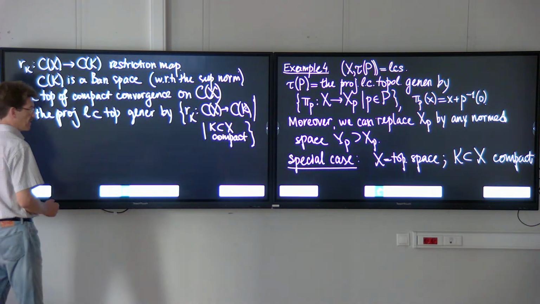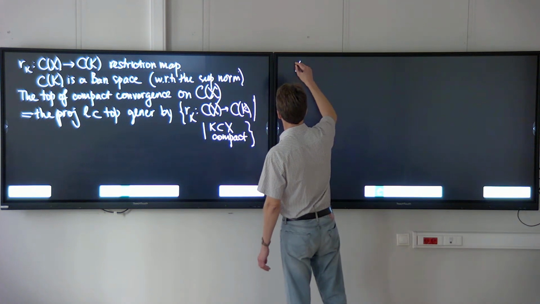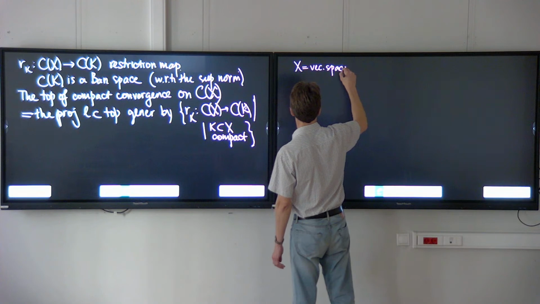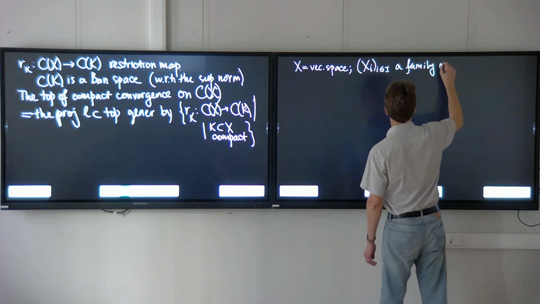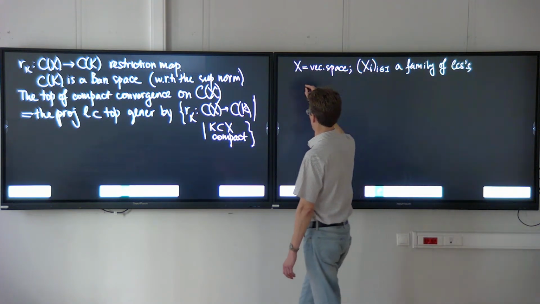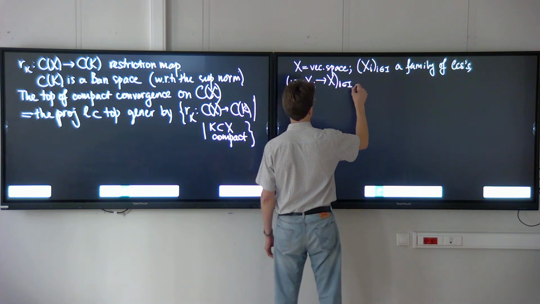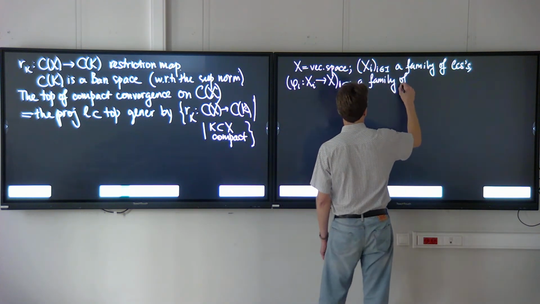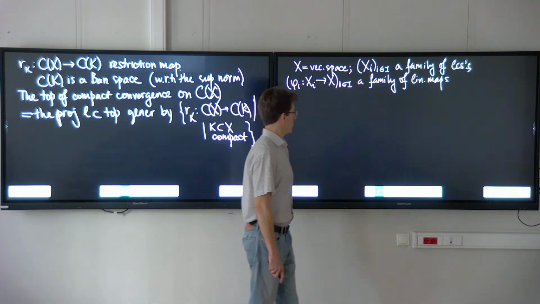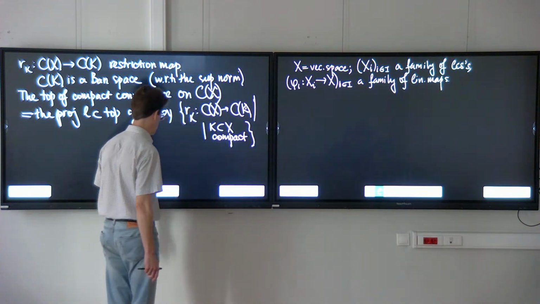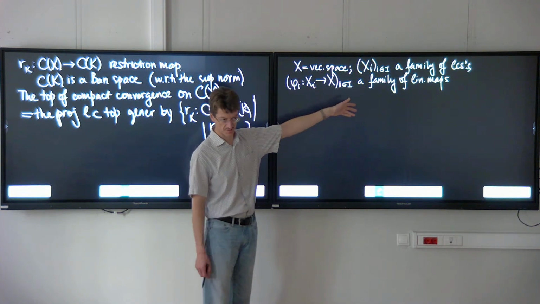Let's now look at inductive locally convex topologies. We start with a vector space X, a family of locally convex spaces X_i, and a family of linear maps phi_i from X_i to X. So we want to topologize X. When we discussed projective locally convex topologies, the initial data was different. We had a family of maps from X to X_i. And now we have a family of maps from X_i to X, that is, in the opposite direction.